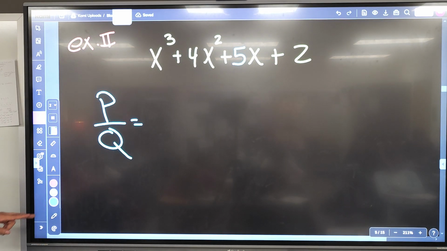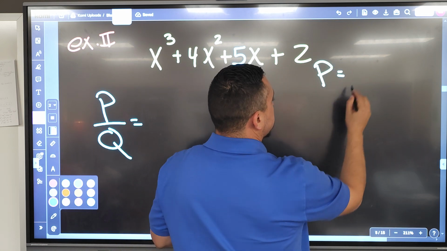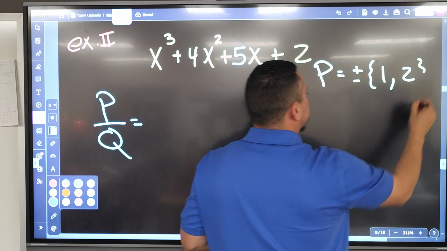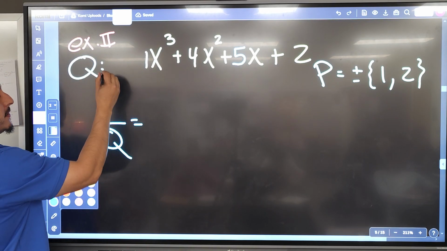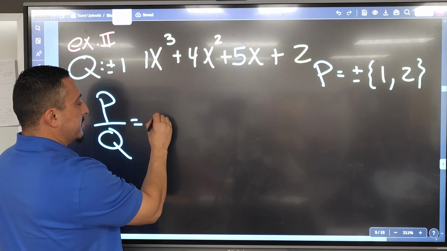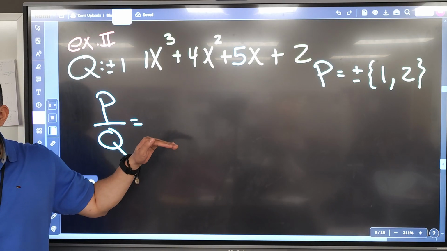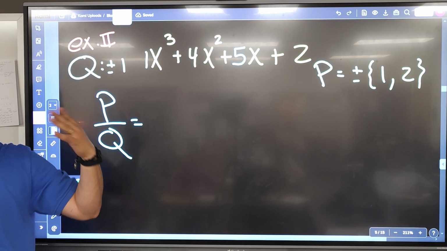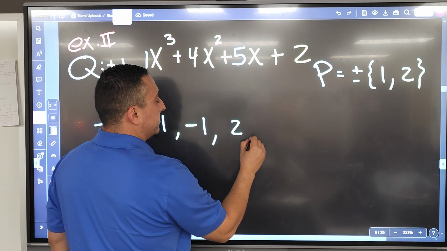Okay, here we go, guys. Let's see. So this is P, okay? P, the only ones that you have is 1 and 2. Okay, Q is just 1, so the only number you have is 1. So the list is all those numbers above 1, right? So it's 1 over 1 and 2 over 1, which is just the same numbers. So you have 1, negative 1, 2, negative 2.